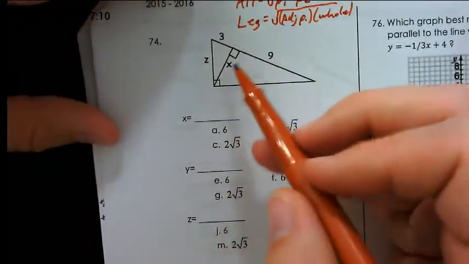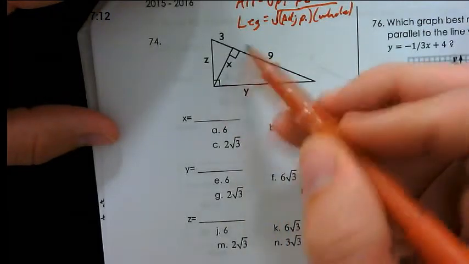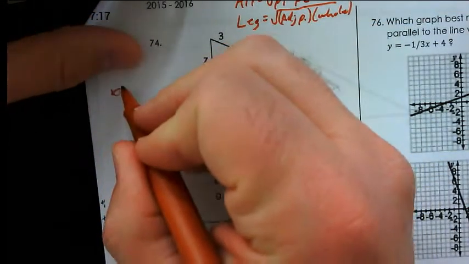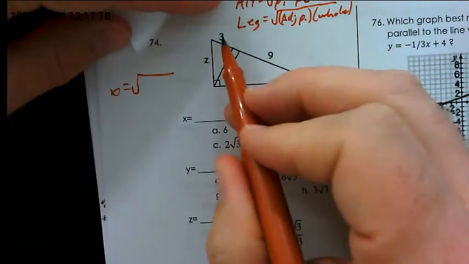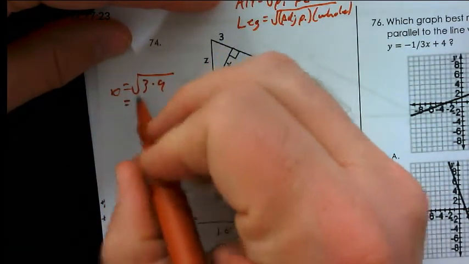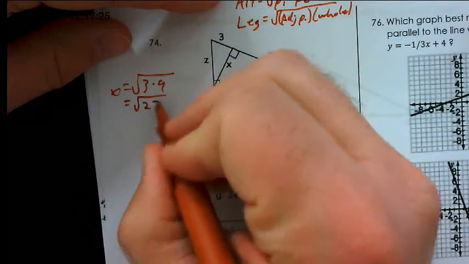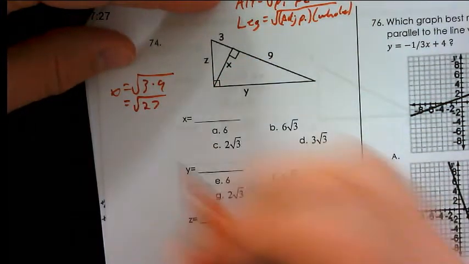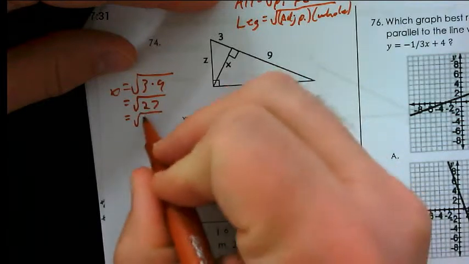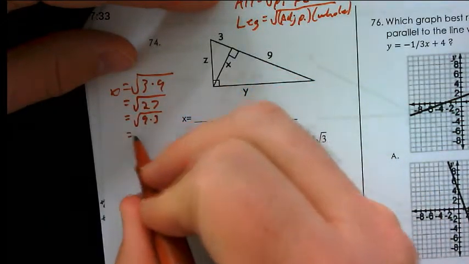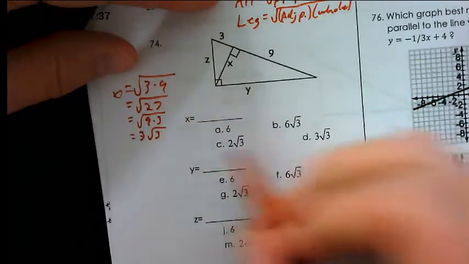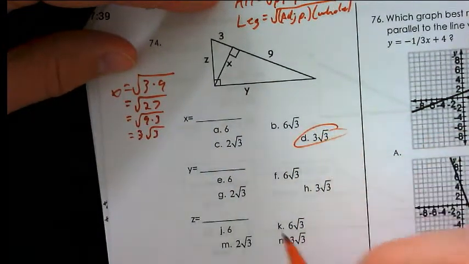for 74, all right, we need to find x. That's the altitude, so we're using the altitude formula. So x equals the square root of 3 times 9, part 1 and part 2. 3 times 9 is 27, so we get the square root of 27. The biggest perfect square that goes into 27 is 9. So we're right back where we started. Square root of 9 is 3. The 3 stays under. And our answer is 3 radical 3.